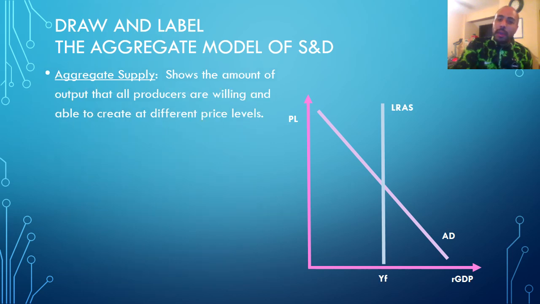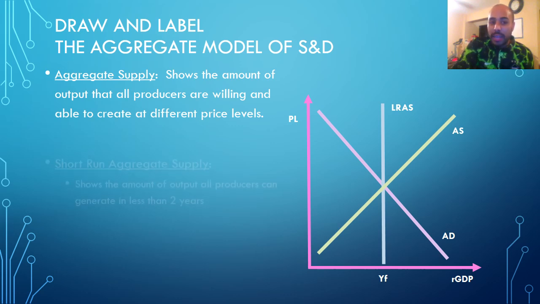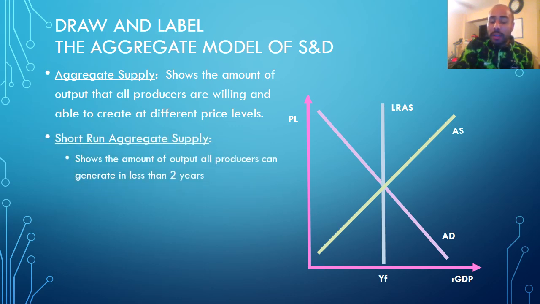All right, now, aggregate supply, we said it shows what we're willing to produce at all different price levels. Remember, there's another aggregate supply curve called the short-run aggregate supply. On your aggregate model, you can just call it AS. Now, the short-run aggregate supply shows the amount of output that producers can generate in less than 2 years. We know that in a short time scale, producers can actually crank their output beyond what's normal or what's expected based on our factors of production.